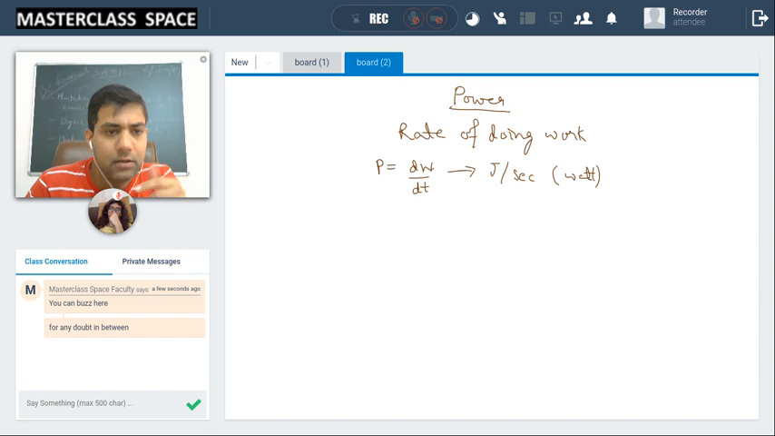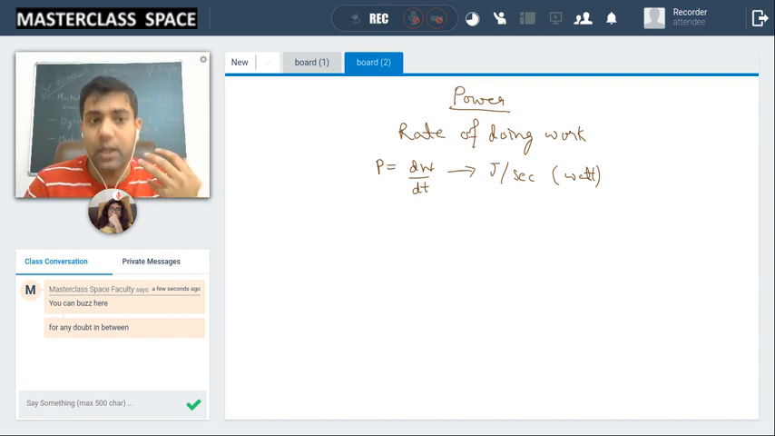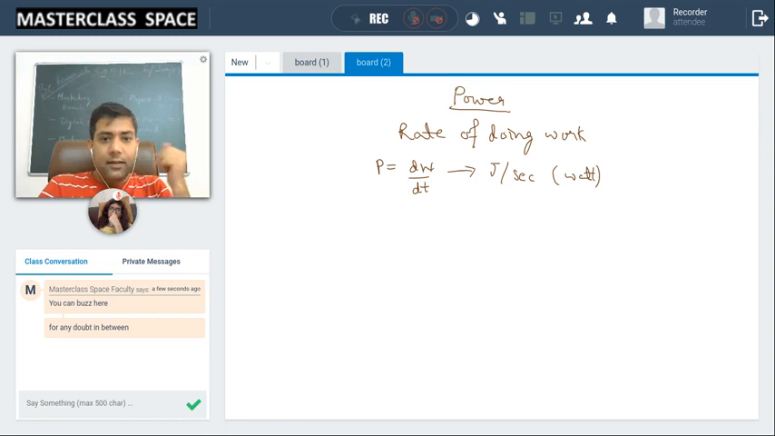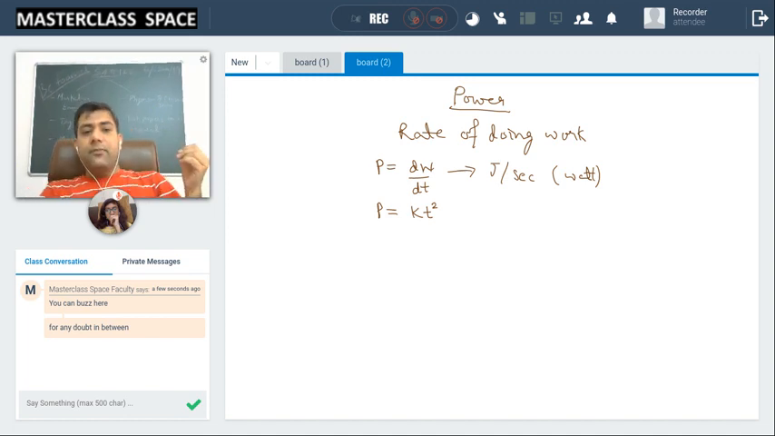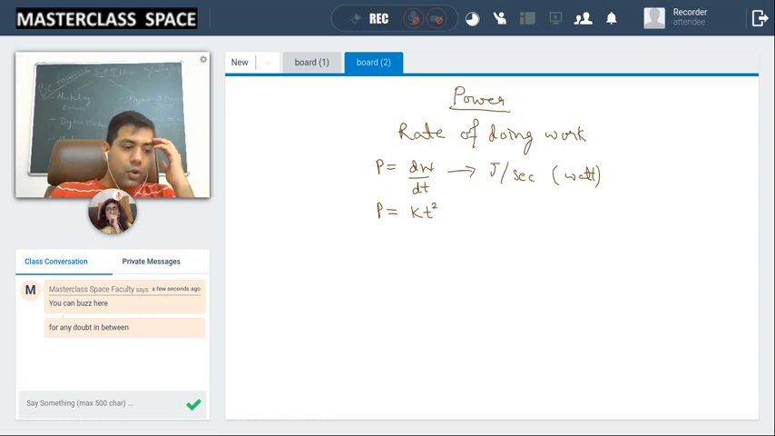Now let's directly go to how the questions can be asked in the exam. P is given as kt square. If the power is varying with time, power is a function of time. As you are increasing time in seconds, at t equal to 0 the power was 0, at t equal to 1 it is k, at t equal to 2 it is 4k, at t equal to 3 it is 9k. So you have to tell me the work done from t equal to 0 to t equal to 2t naught.